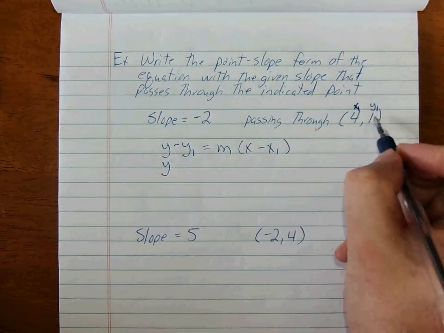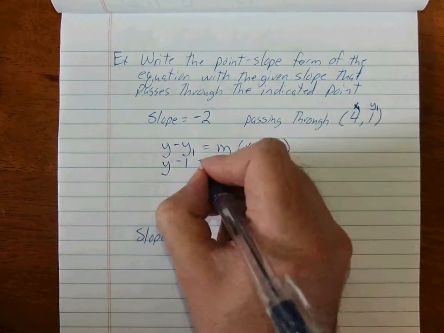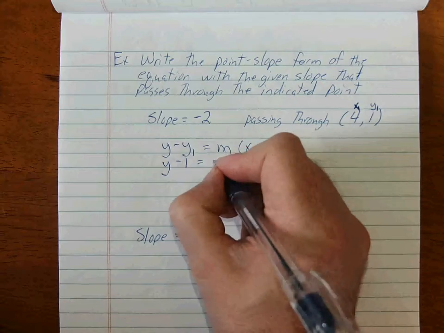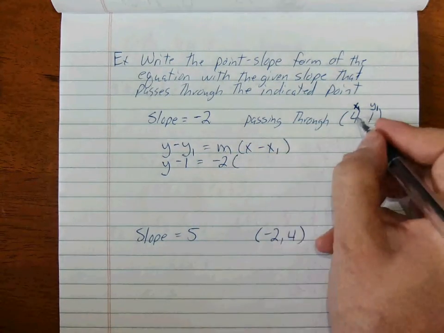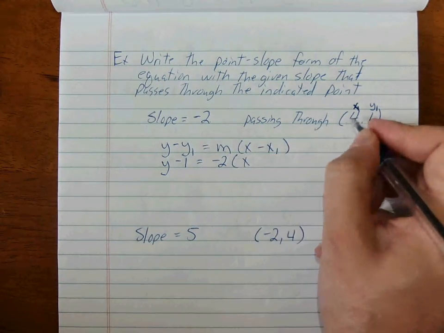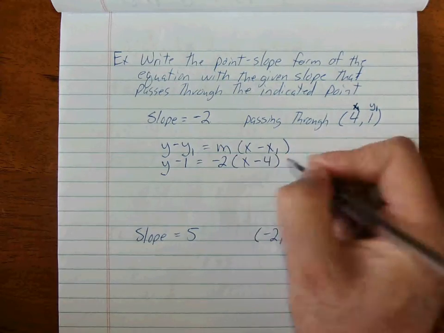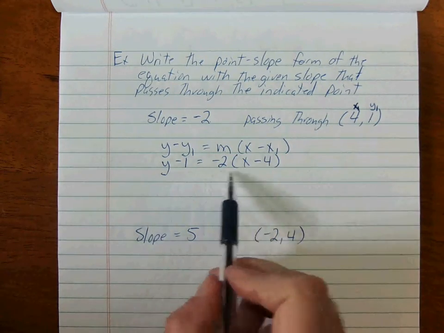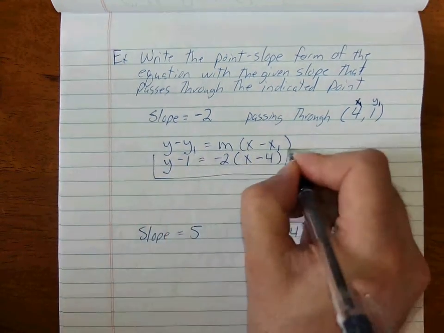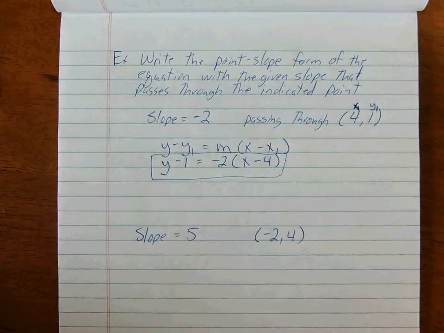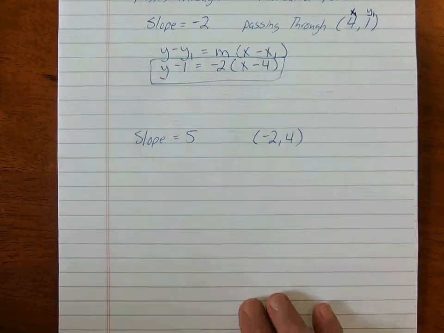So this is your x value and this is your y. More specifically, this is x1 and y1 because you only have one point here. So this y stays. This will become -1. Your slope is -2. And your x is 4. And there is the equation of the line in point slope form. Put a box around it, and you're done with that one.